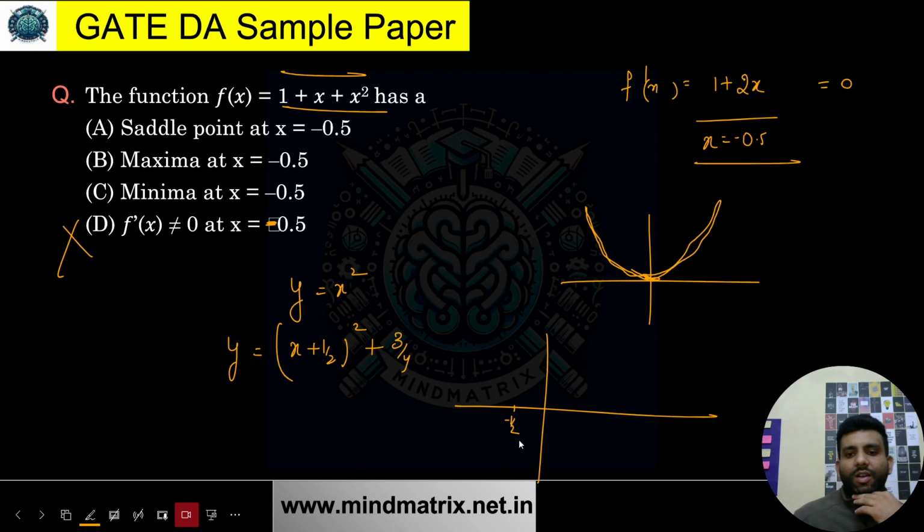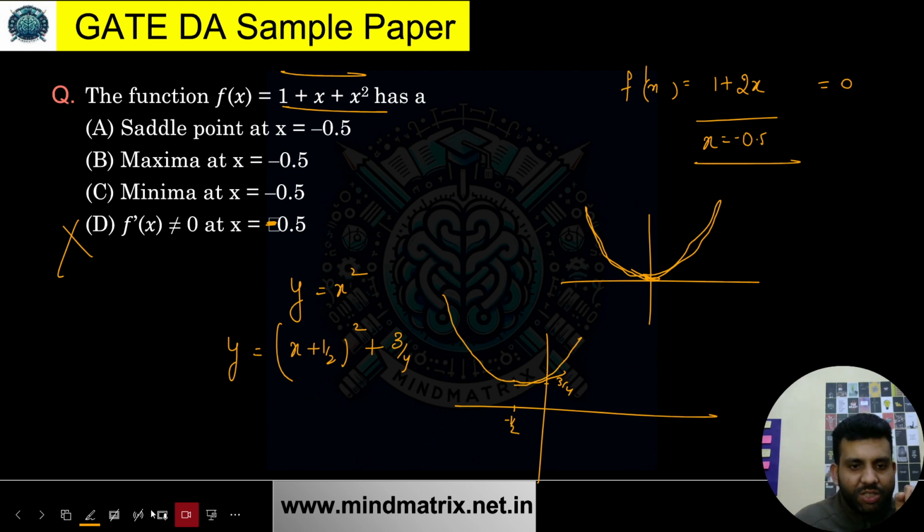Now at the minima point, what will be the value of y? If I put x equals minus 1 by 2, this part will be 0, and y will be 3 by 4. So basically 3 by 4 over here. So your graph would be something like this, and I have it as well. I'll just show you.